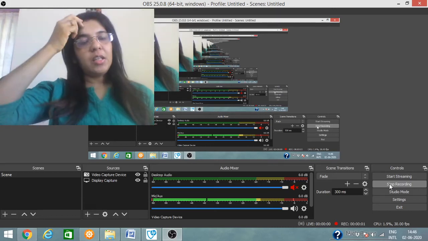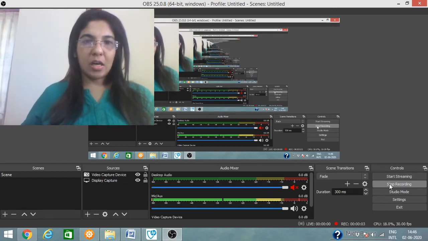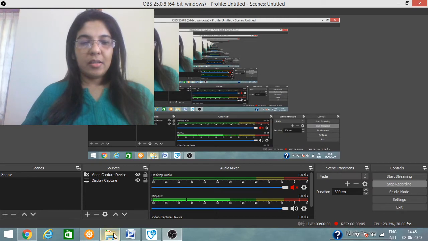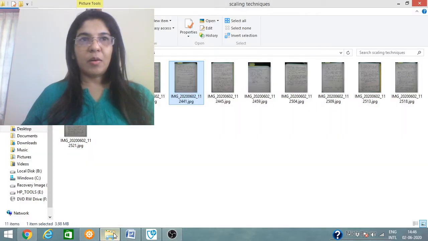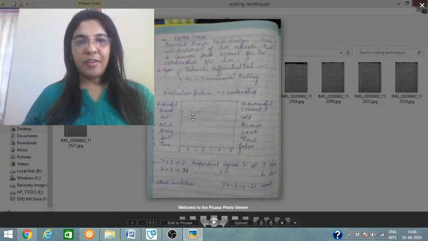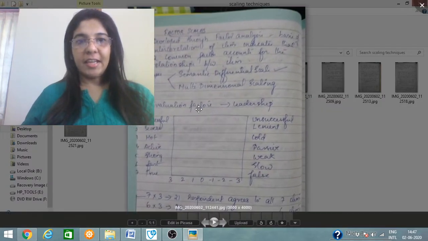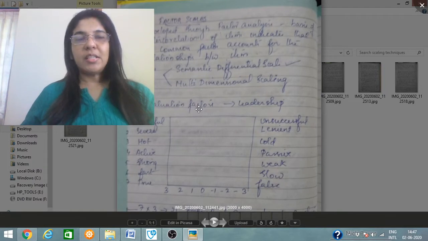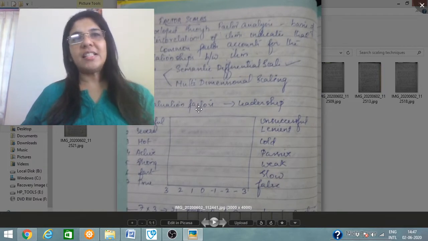Hello everyone, this is the continuation of scaling techniques. We were discussing summated scales. Now after summated scale we have what is called factor scales. These scales are developed through factor analysis. You do factor analysis and develop the scale.